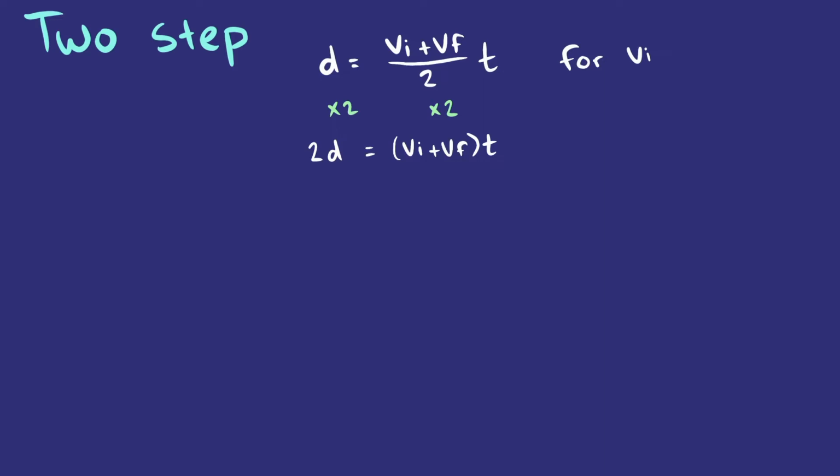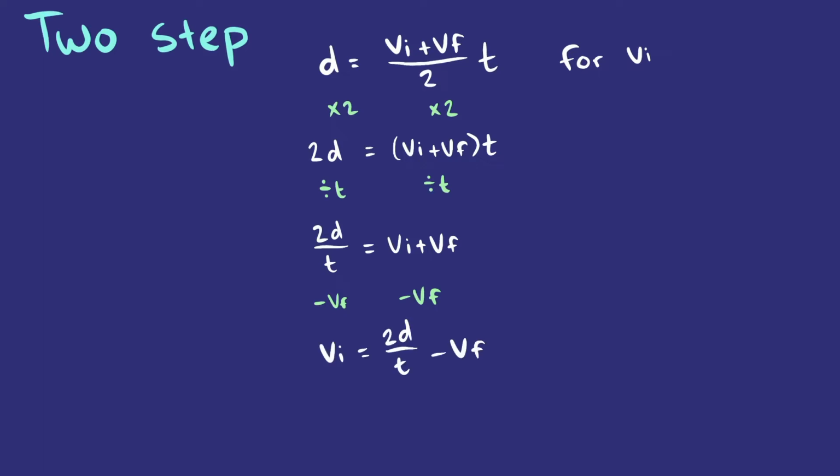My next step is to divide both sides by t. That gives us 2d over t equals vi plus vf. And my final step is to subtract vf from both sides. That leaves us with 2d over t minus vf.